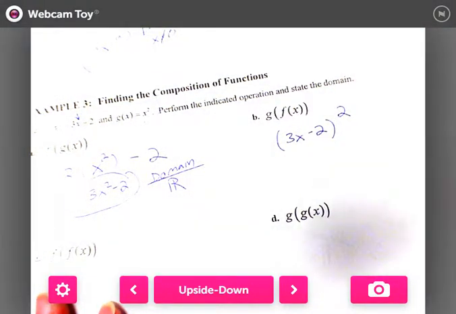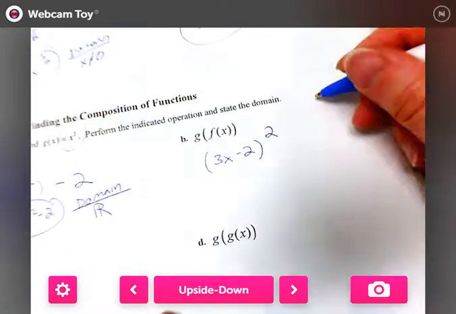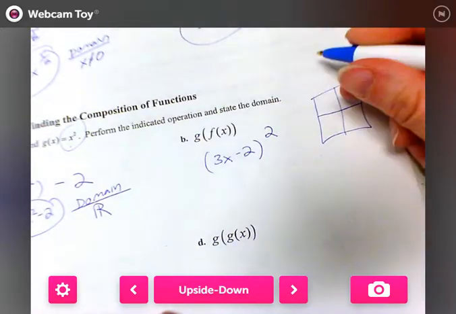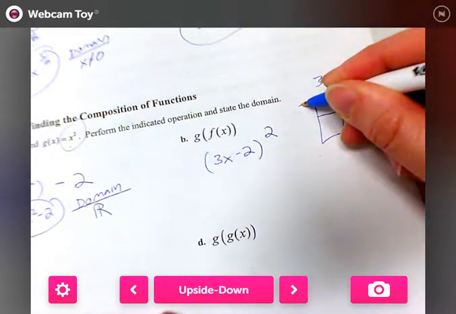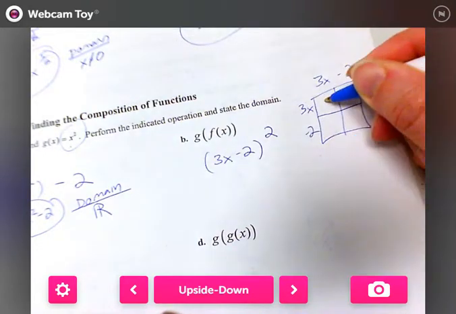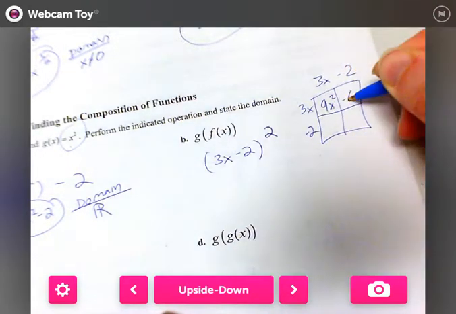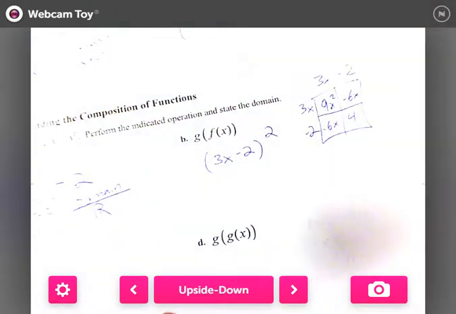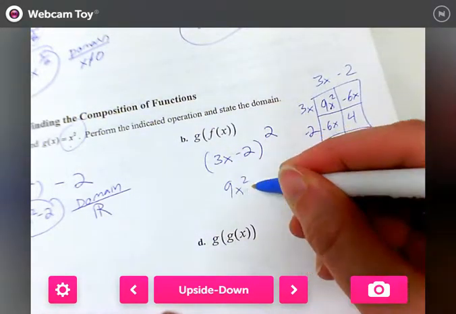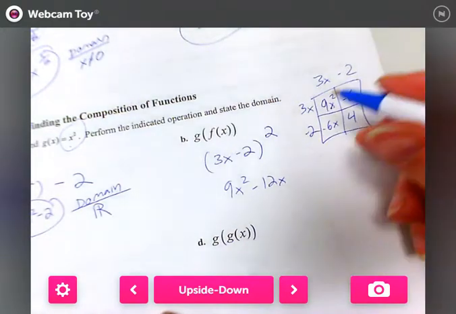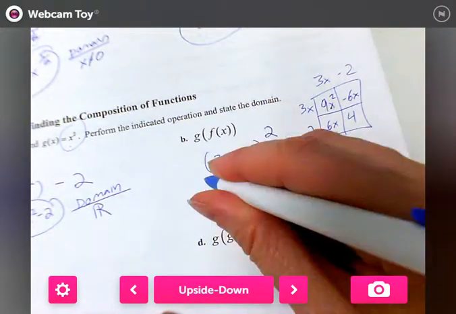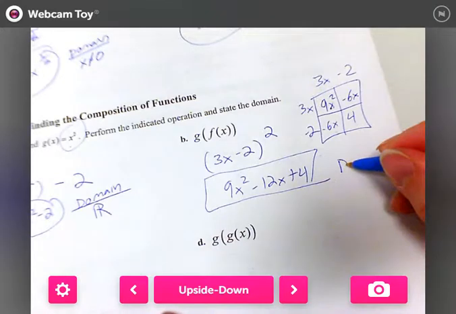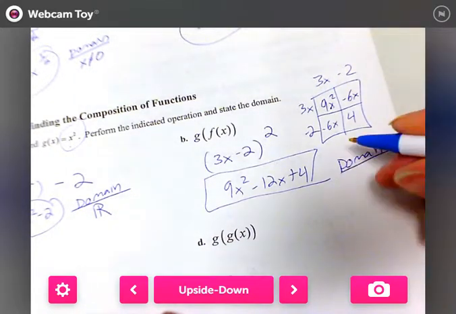Okay? And you guys remember how to do this? I like to build the box. Where I go 3x minus 2, 3x minus 2. So this is 9x squared minus 6x minus 6x. Calm down. It's 4. So that's 9x squared minus 12x plus 4. And so the domain is all real again.